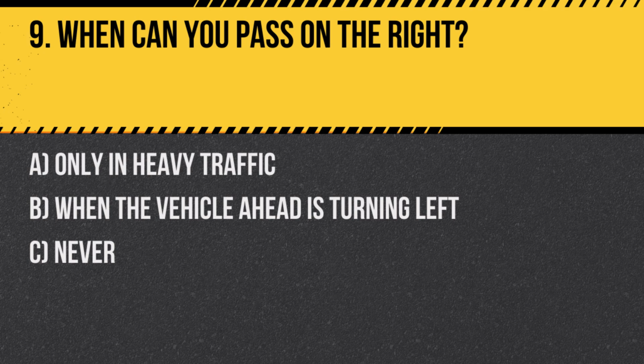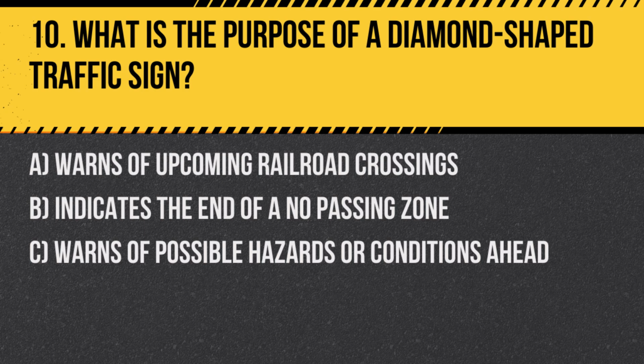Question 9. When can you pass on the right? A. Only in heavy traffic. B. When the vehicle ahead is turning left. C. Never. Answer. B. When the vehicle ahead is turning left. You can pass on the right when the vehicle ahead is turning left, and there is sufficient space to do so safely.